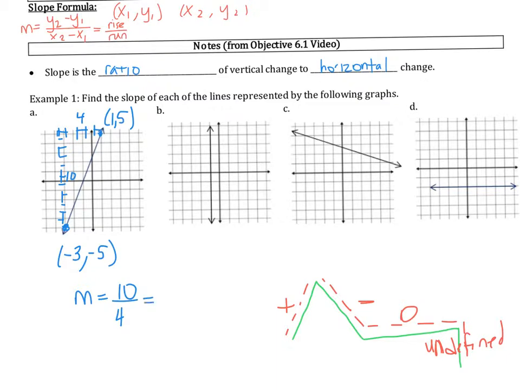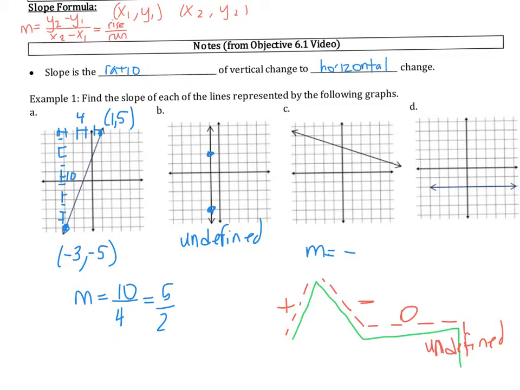And then we want to simplify that slope, so the fraction 10 over 4 simplifies to 5 over 2. So our slope would be 5 over 2. B is easy, so I can pick 2 points, but notice it's going straight up and down, so I know that that slope is going to be undefined. So think about what slope dude yells as he goes over the cliff. Undefined.